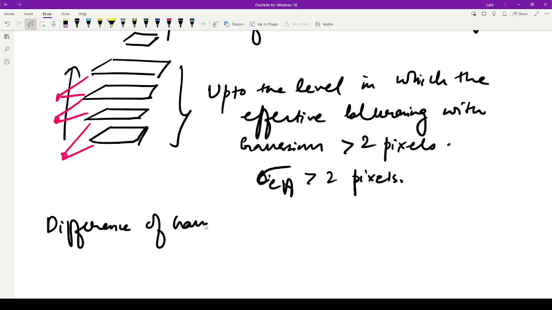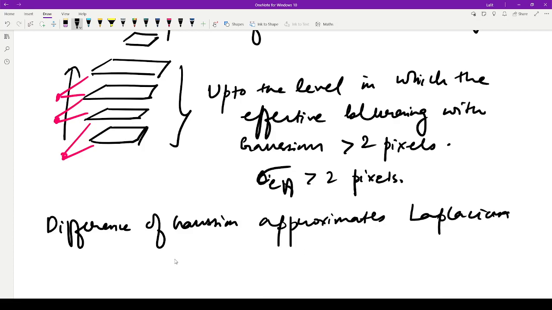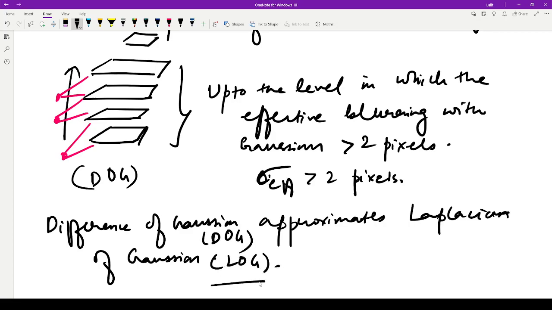The difference of Gaussian approximates Laplacian of Gaussian. That's why this is being used. And this is computationally cheaper than applying Laplacian of Gaussian on each of the images, especially when you have a pyramid out there. So once you create the Gaussian pyramid, you take differences of the images. So this is DoG, the difference of Gaussian, instead of the usual LoG out there.